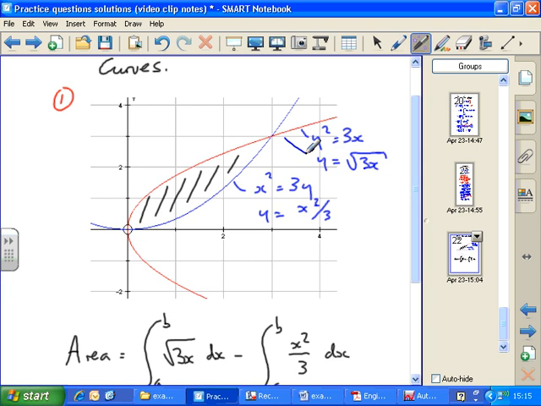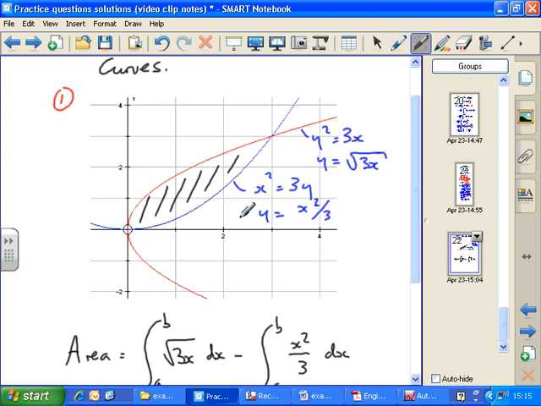Again, this is not a function because there's more than one value for y given a particular value for x, but it's a curve that we can use, and I can rearrange that to give y equals the square root of 3x. And the other line is the curve x squared equals 3y, which we can rearrange to y equals x squared over 3.